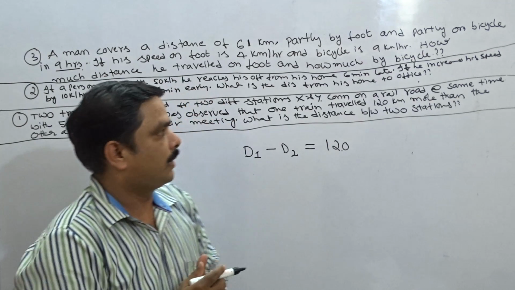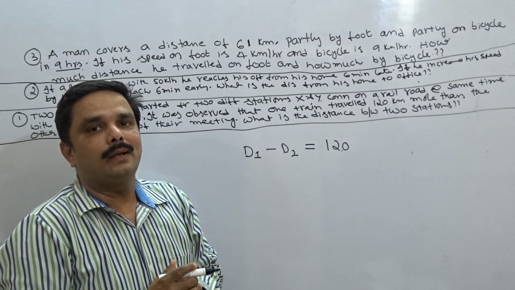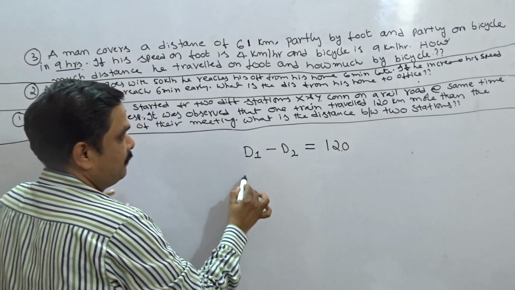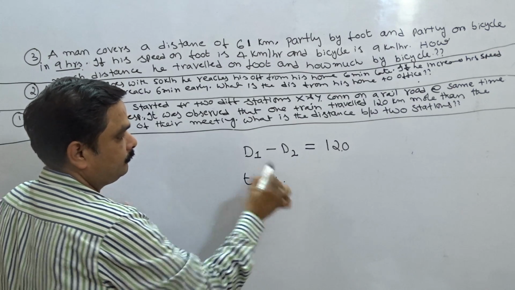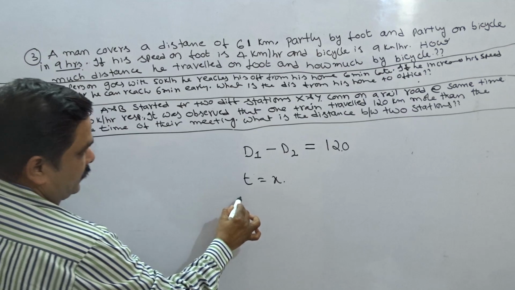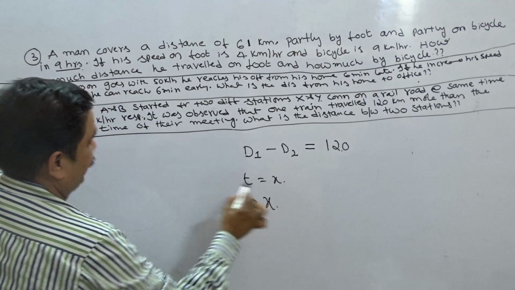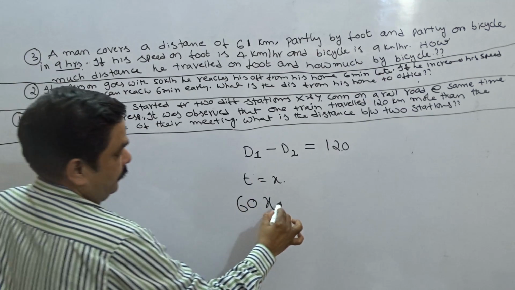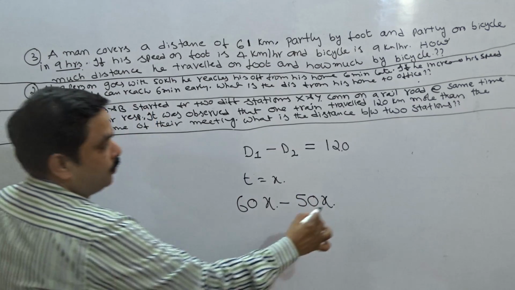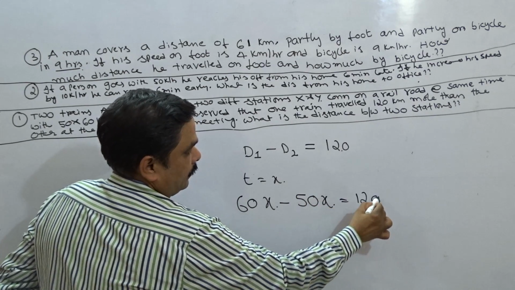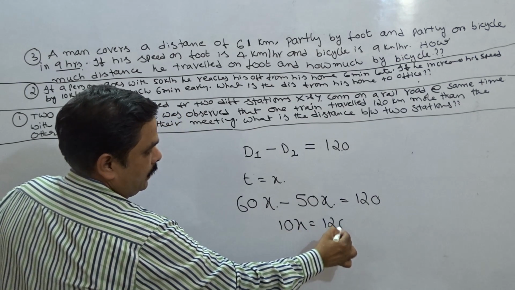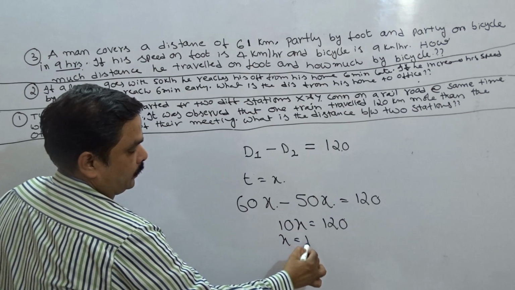It is easy to take time as the variable. Both travel for the same time. I am taking here time as x. If time is x, distance travelled by one train, I am taking this one as 60 into x. Distance travelled by the other train, minus 50 into x, should be equal to 120. Just solve the equation. 10x is equal to 120 and obviously x is equal to 12.